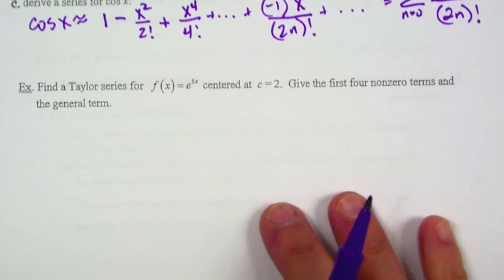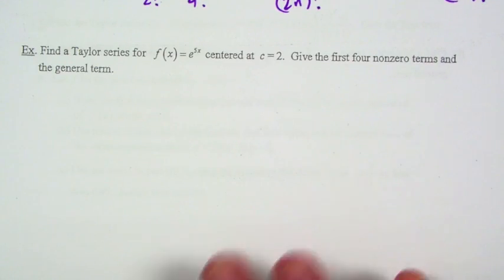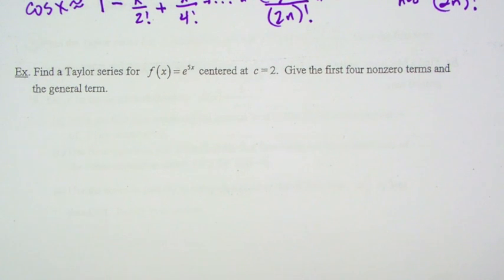Okay, so let's do this. Find a Taylor series for f of x equals e to the 5x centered at c equals 2. Give the first 4 non-zero terms and the general term. Well, if I'm going to center it somewhere other than 0, what am I going to have to actually calculate?